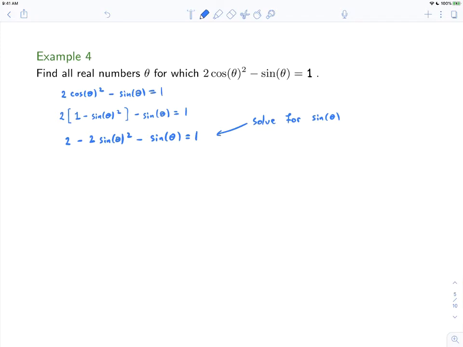One thing that we can do to make this a little bit easier is use what we call a substitution. I can let some other letter represent sine of theta. So let's just go with u. Let u be equal to sine of theta. Every place I see a sine of theta, I'm going to replace it with a u. So we're going to have 2 minus 2 times u squared minus u is equal to 1. The reason that I do that is now I'm looking at this and I say, oh, that's a quadratic equation in terms of u. So I can solve this for u.